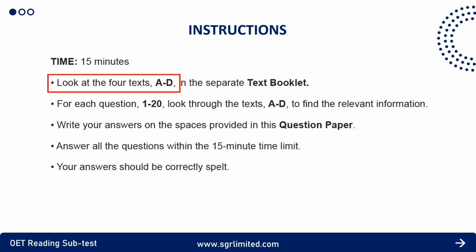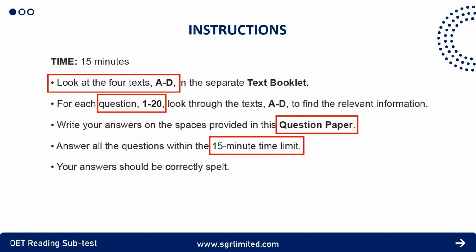Before you begin, know the instructions. Remember, you have 4 texts to read, text A, B, C, and D. You will need to answer 20 questions based on this text, and you will answer them within the question paper itself and no need to transfer. You will be given 15 minutes as part of your time limit for this test, and remember that in reading, wrong spelling is wrong.